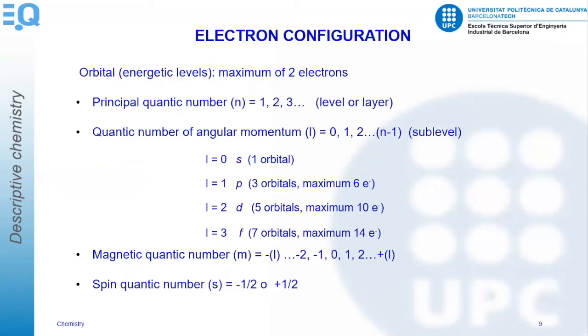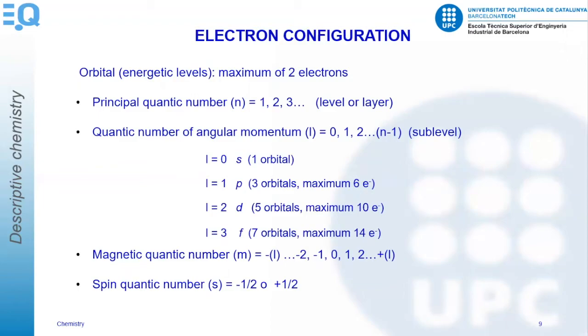Let's say L equals 0. That means we have the orbital S. If we had P, which would be 3 orbitals and a maximum of 6 electrons, we would have L equals 1, and so on and so on.